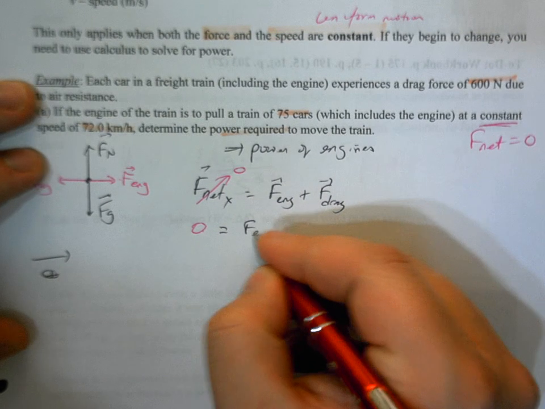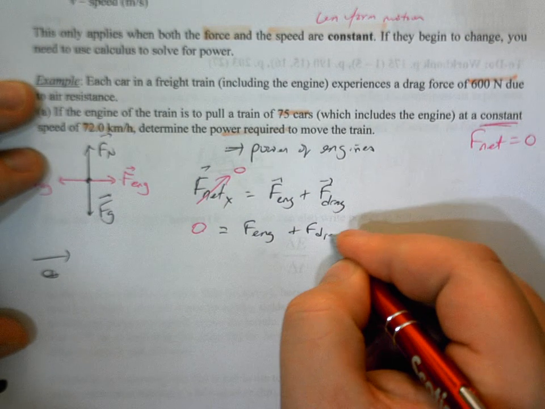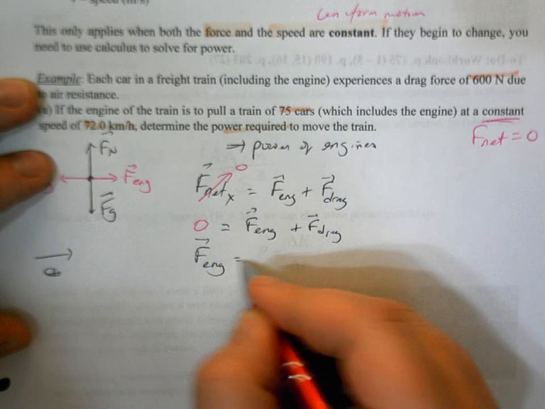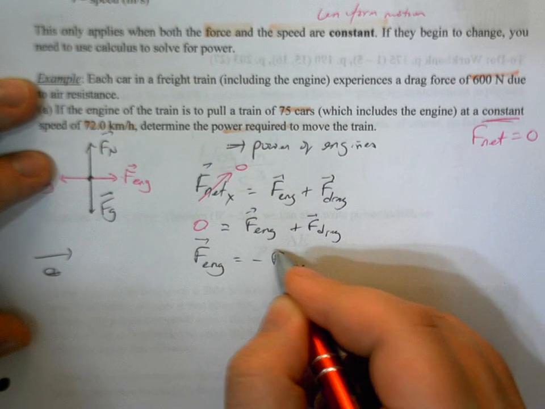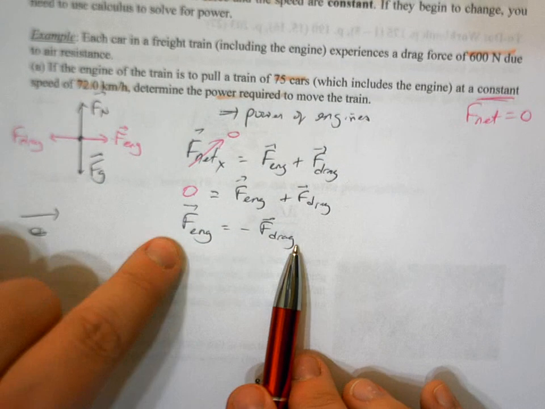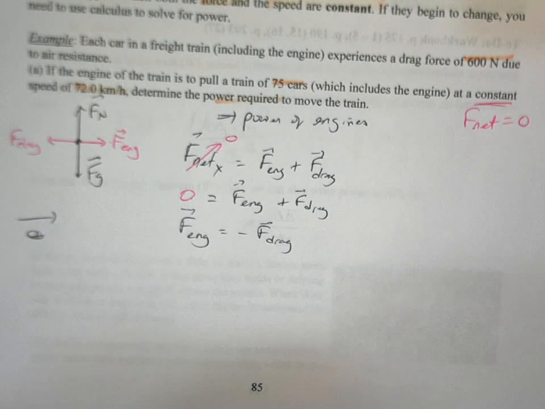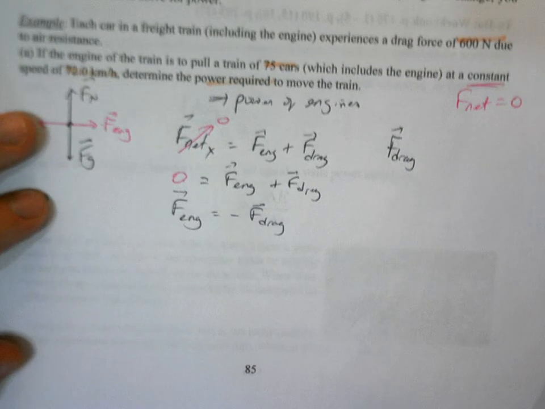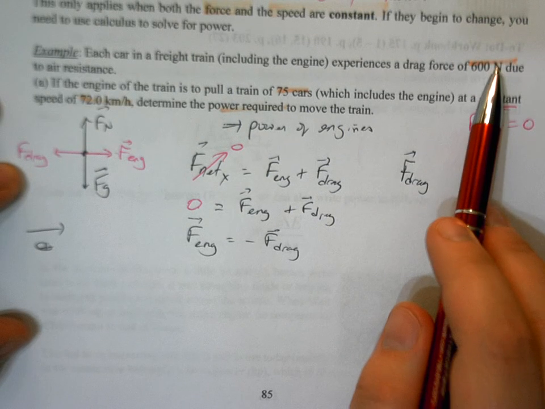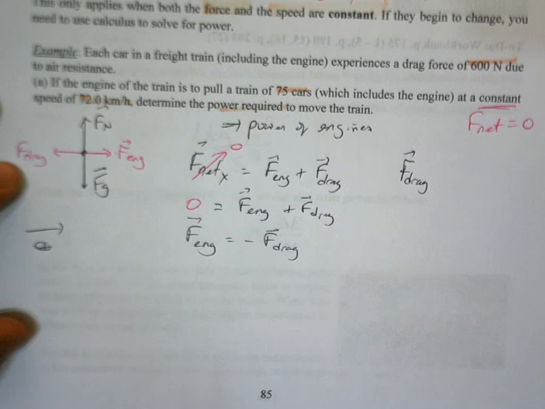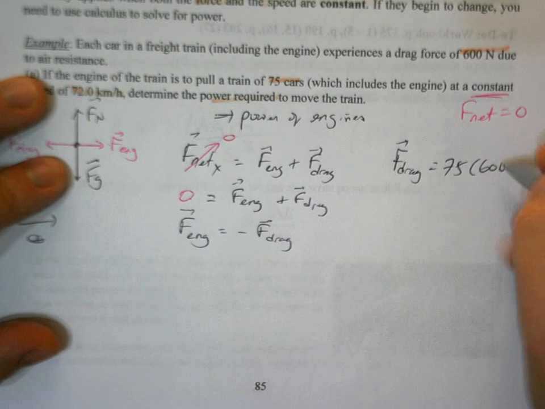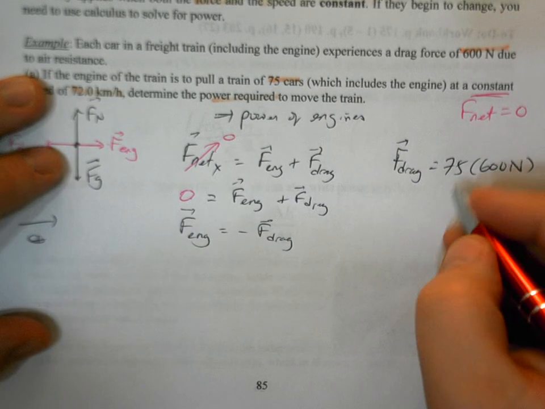So what we know here is that the drag and the engine forces are going to be balanced. So the force of the engine is going to be equal to the negative of the drag force. They're going to have the same magnitude. The negative just tells us it's going to be in opposite directions. Well, the drag force, we know that the drag force is 600 newtons on each car, and we're also told that there's 75 cars. So we're going to have 75 cars multiplied by that 600 newtons.